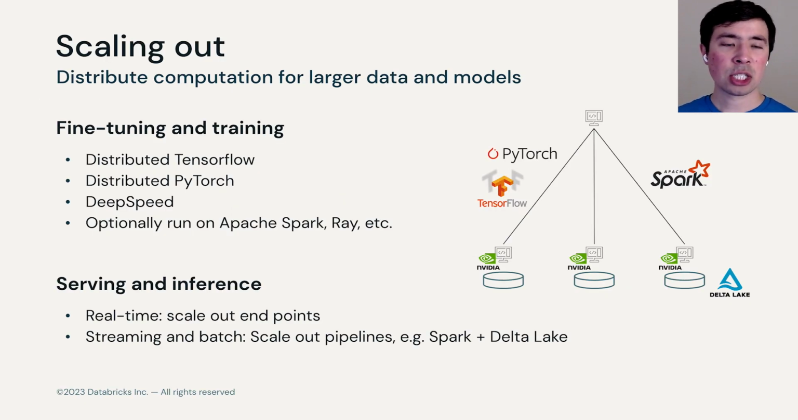The next topic I want to touch on is scaling out or distributing computation for larger data and models. Here, if you've seen this in traditional ML, the concepts are all the same, but the tools may change. For fine-tuning and training, we'll probably use distributed TensorFlow or PyTorch or DeepSpeed or tools like that. These may run on top of your existing scale-out frameworks like Apache Spark or Ray. Serving and inference, for real-time, we'll want scale-out endpoints, and for streaming and batch inference, we'll want scale-out pipelines. These will probably match your ones for traditional ML, like Spark and Delta Lake.